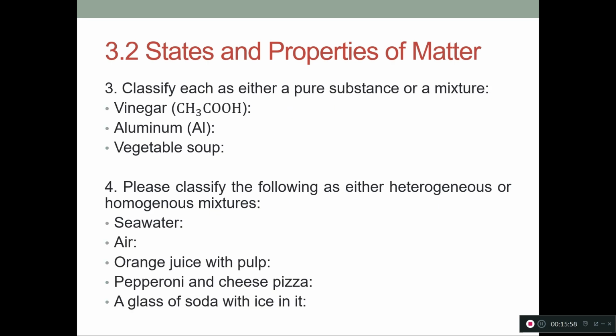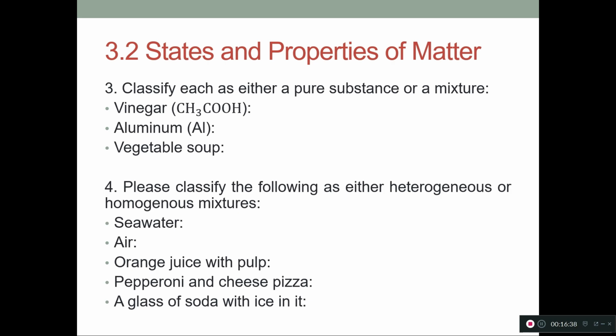And so finally, we have these last questions here. So again, I encourage you to pause and go through these on your own. But the first one is to classify each as either a pure substance or a mixture. So remember, we're not talking about whether it's homogeneous or heterogeneous. We're not talking about whether it's an element or a compound, just as a pure substance or a mixture. And number 4, we want to classify the following as either heterogeneous or homogeneous mixtures. So we're saying that all of them are mixtures, and we just want to say whether they are heterogeneous or homogeneous. So I'll let you work on that.